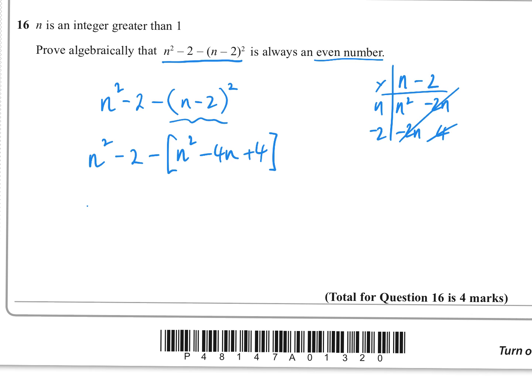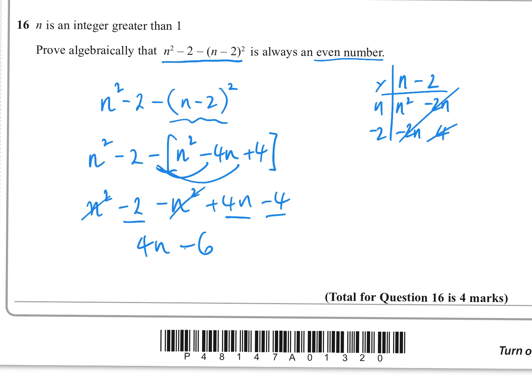And so we'd have n squared minus 2 minus n squared plus 4n minus 4. These cancel out. And we're just left with 4n minus 2 minus 4 more is minus 6. Now what does this mean? Well, this means 4 lots of n minus 6. Now I can tell that's always going to be even because this is a nice little thing to do. If you take out 2 as a factor, you're going to get 2 lots of 2n minus 3.